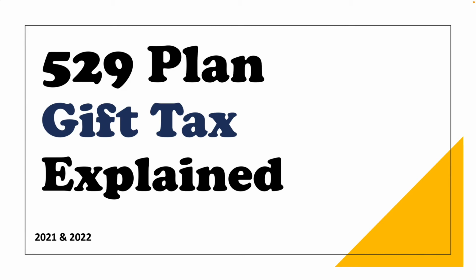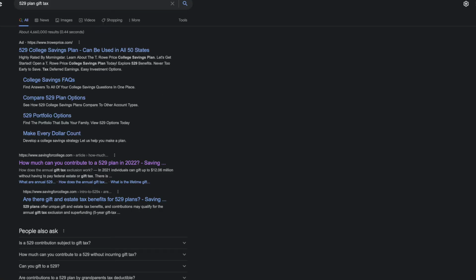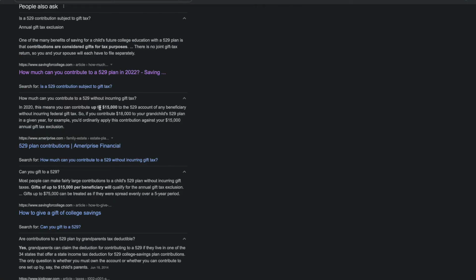Gift tax is very different from the income tax. So here I'm only going to talk about the federal gift tax. When you search the 529 plan gift tax, you usually get an answer saying that to avoid a gift tax, you are only allowed to contribute a maximum of $15,000 per year in 2021.